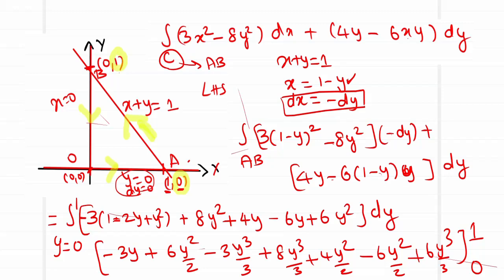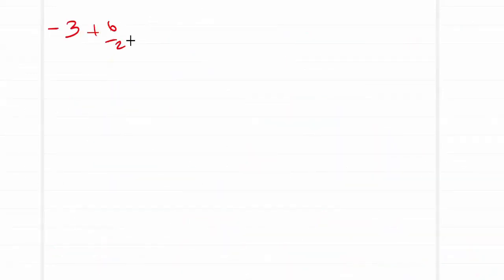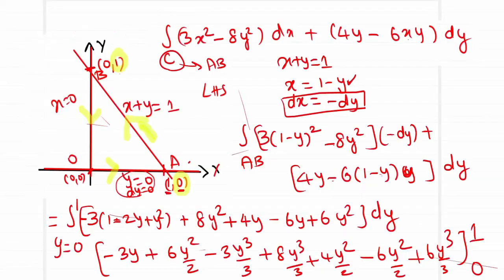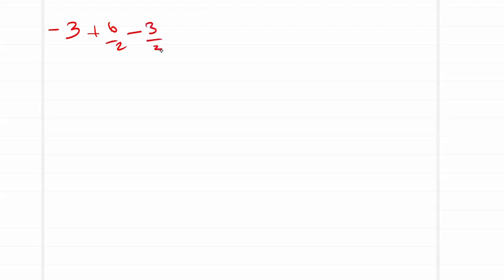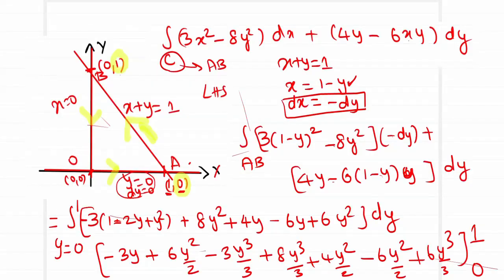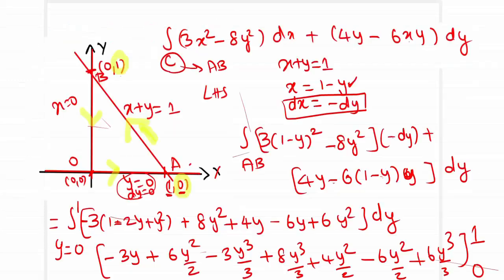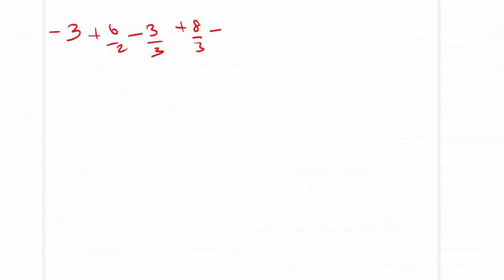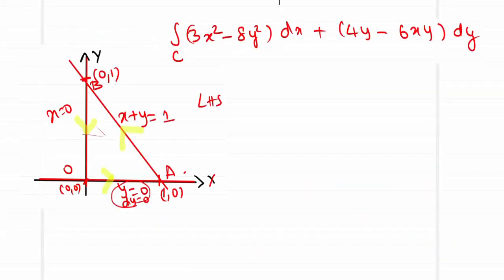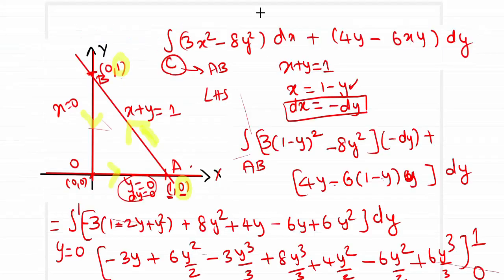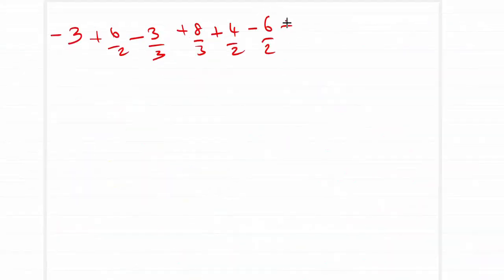So this now turns out to be equal to minus 3. The next term is going to be plus 6 by 2. The next term is going to be minus 3 by 3. The next term will be plus 8 by 3. The next term will be plus 4 by 2. The next term is minus 6 by 2, and the next term is going to be plus 6 by 3.